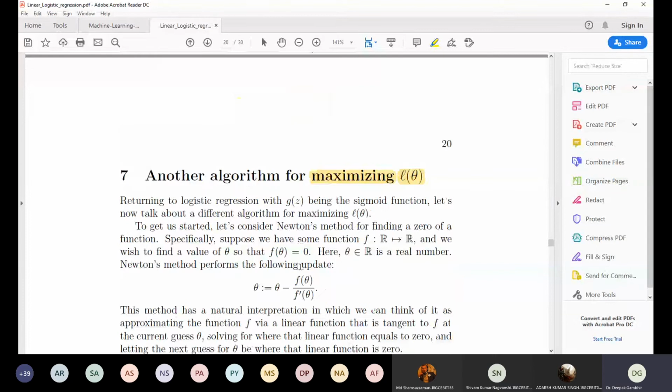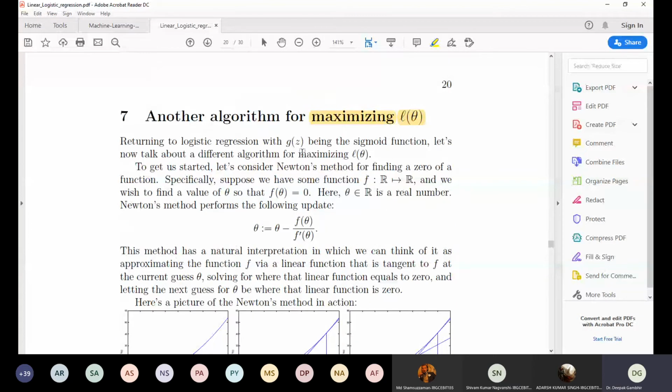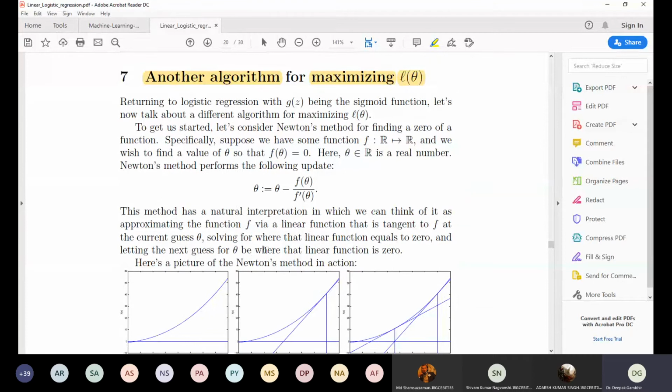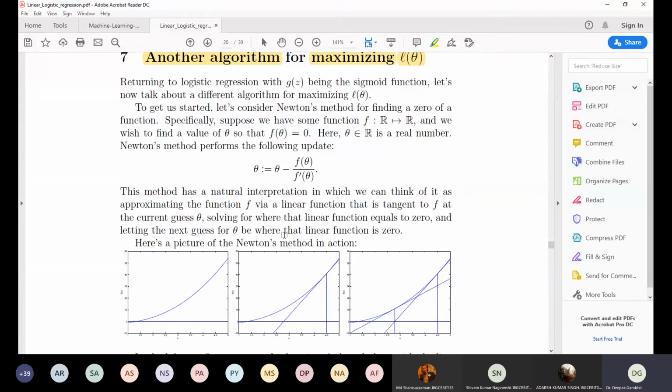Now the same explanation can be given using another algorithm. This is for those users who are quite interested to study more details of this topic, so I am explaining it for them. Please listen. This is about the Newton method. In this Newton method, your theta update is theta minus f of theta over f derivative of theta. So this is the Newton update rule.